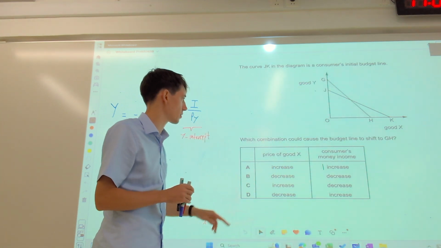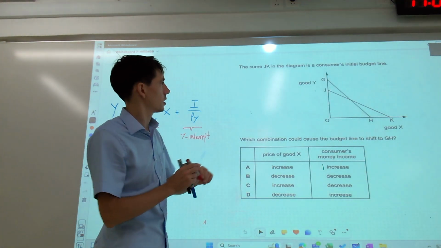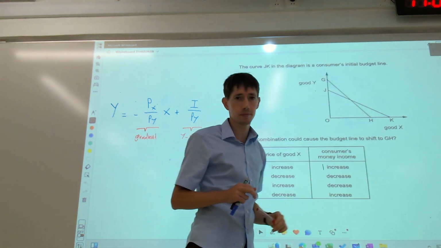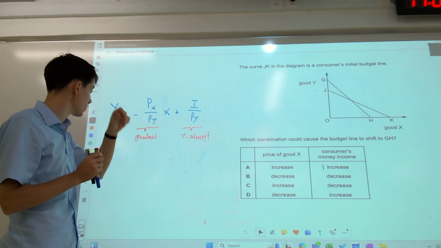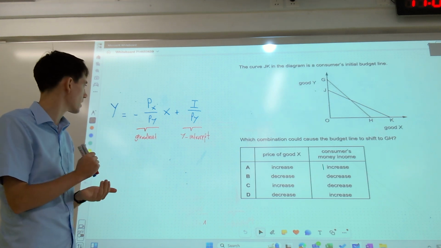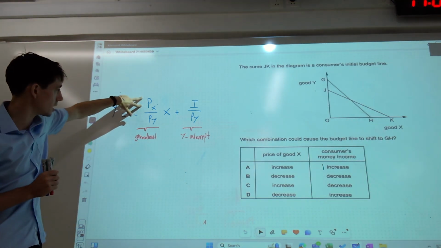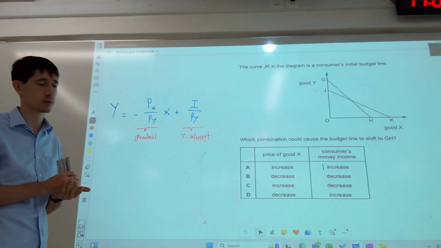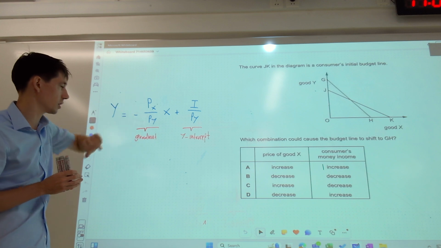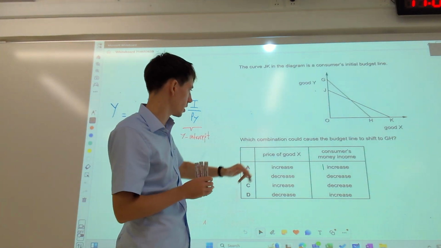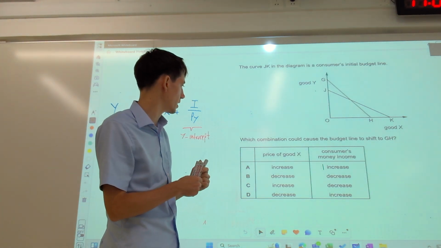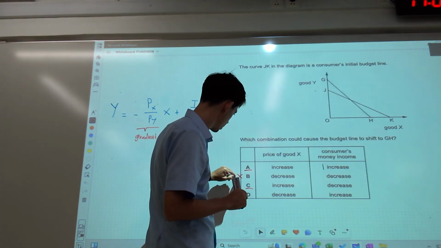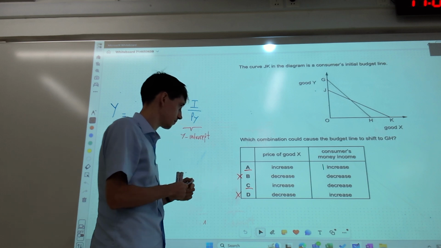Well, we start with the price of good X. So firstly, the budget line has clearly become steeper. So if the budget line has become steeper, it must be the case that either the price of X has increased, or the price of Y has decreased, or some combination of this. Clearly, if we're restricted to just thinking about the price of good X, an increase in the gradient suggests that the price of good X has increased. So we can eliminate straight away B and D.